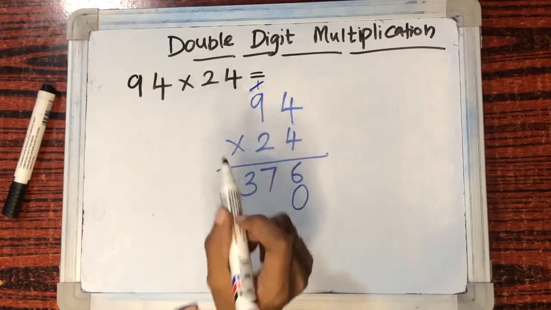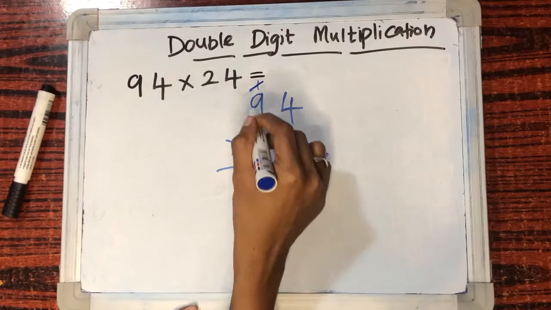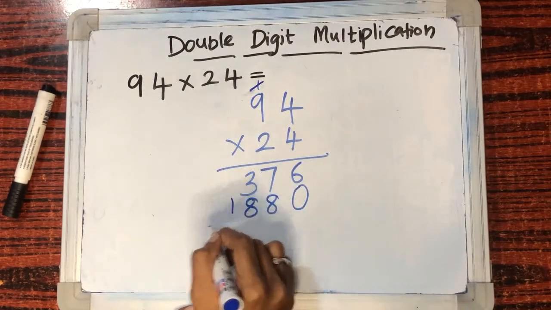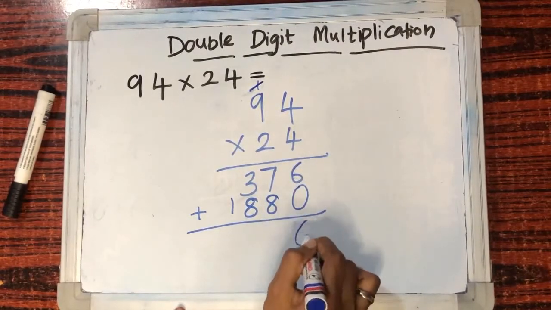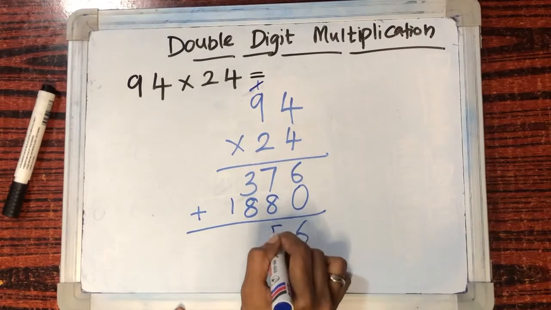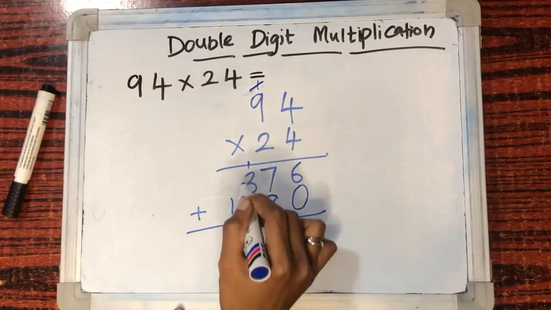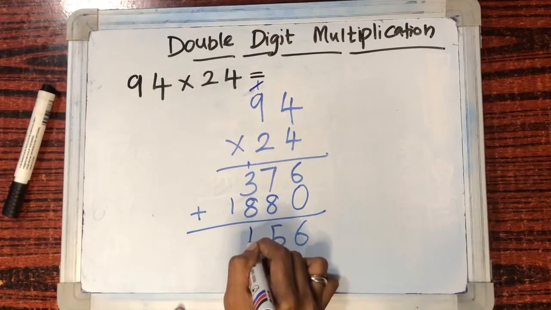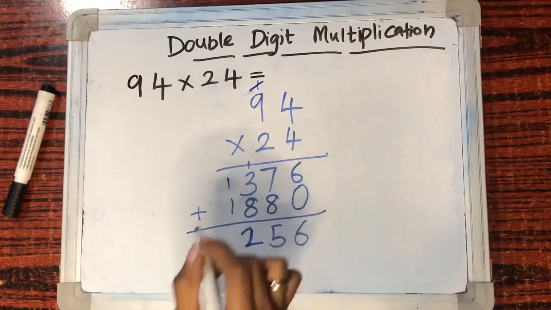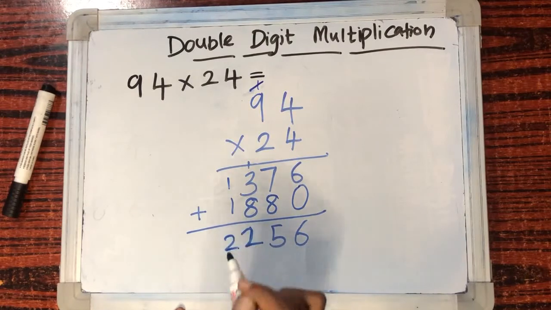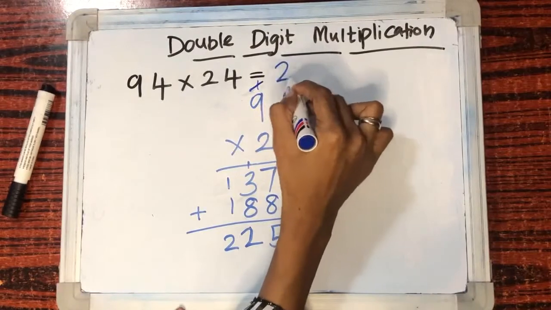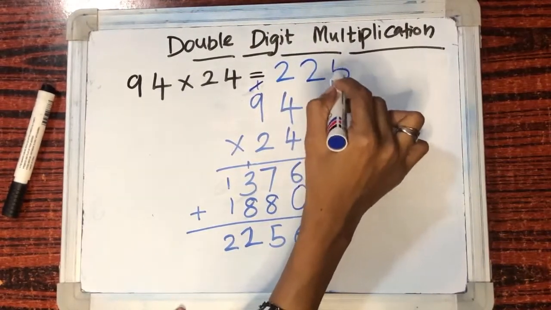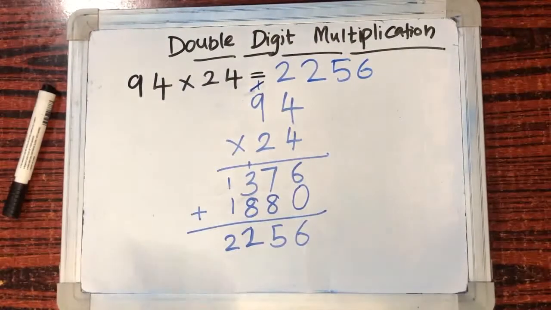Then 2 times 4, 8. 2 times 9, 18. Now we add 6 plus 0, 6. 7 plus 8, 15. 8 plus 3 plus 1, 12. 1 plus 1, 2. So 94 times 24 is equal to 2256. How many of you got this answer?